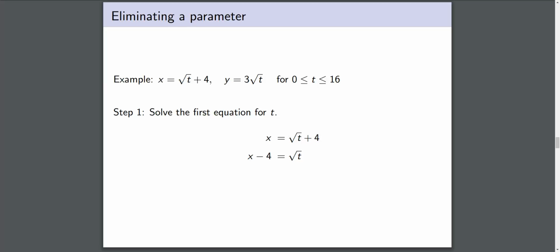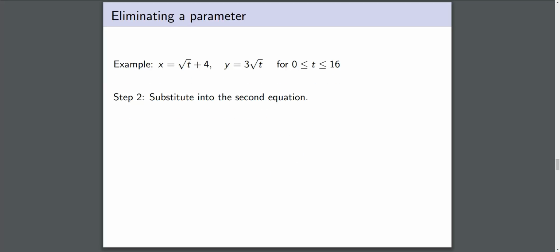The next thing I want to do on this problem is get the square root by itself, and then I'm going to square both sides. That's the end of my first step. Now I'm going to go on to the second step in my problem. Take the result from the last slide and substitute into the second equation.